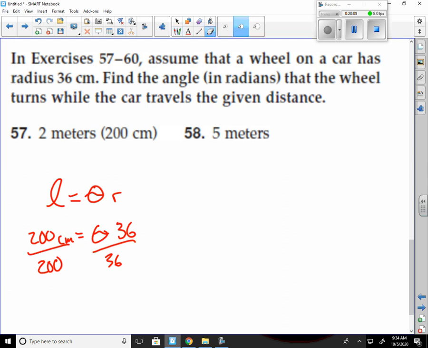I don't know why I wrote divide by 200. You know why? Because it's a Monday morning. 200 divided by 36. That gives me 5.5 repeating. That's my theta.